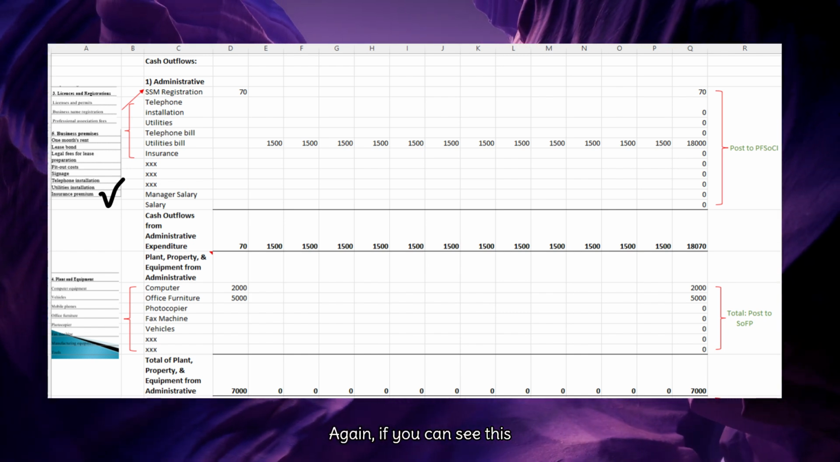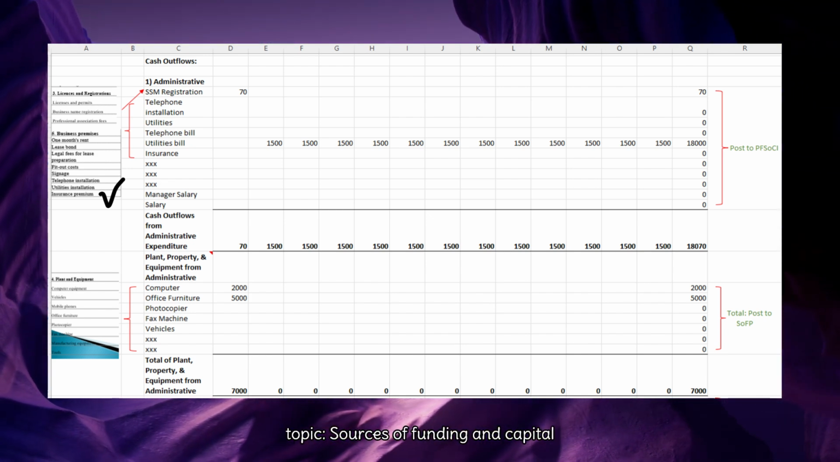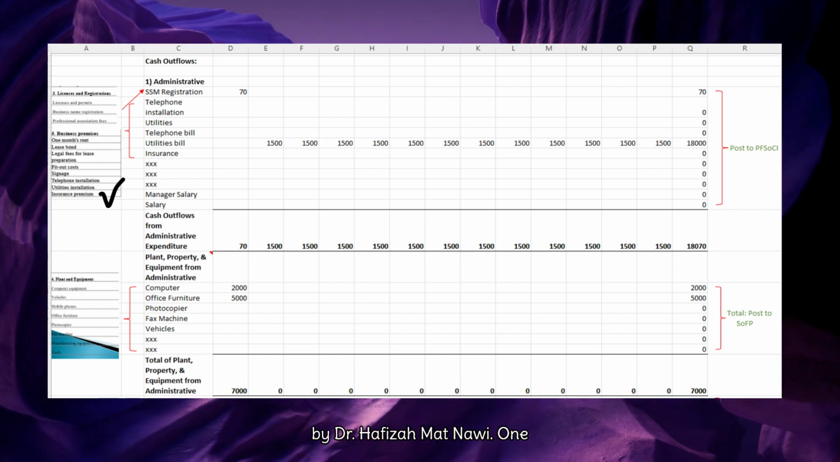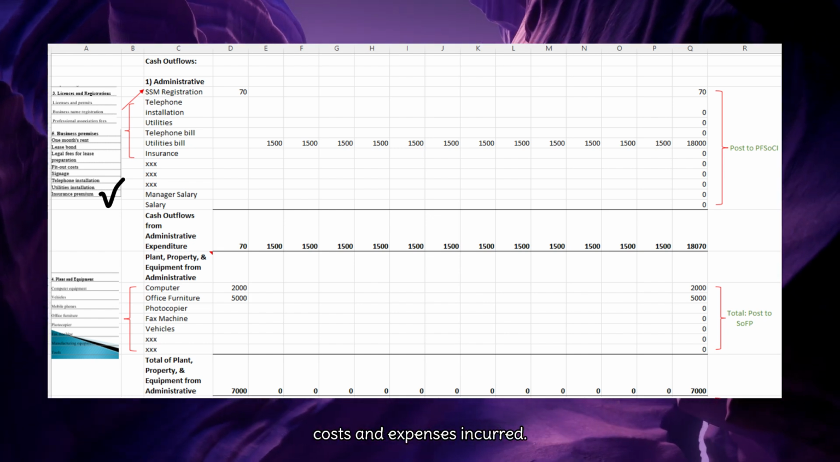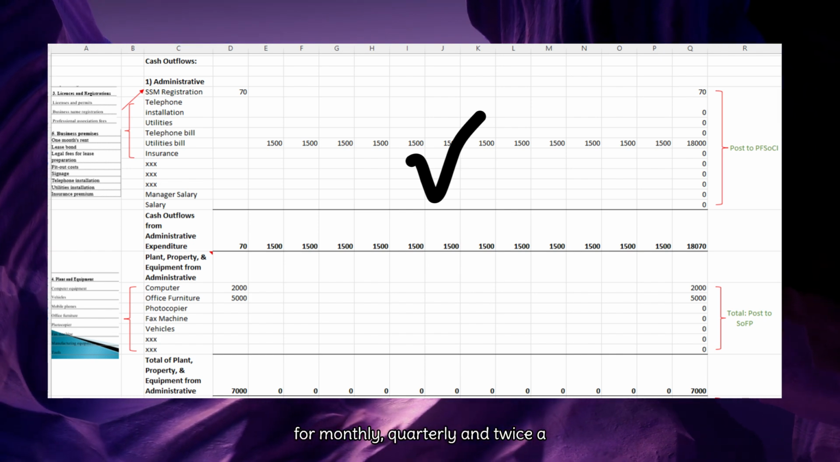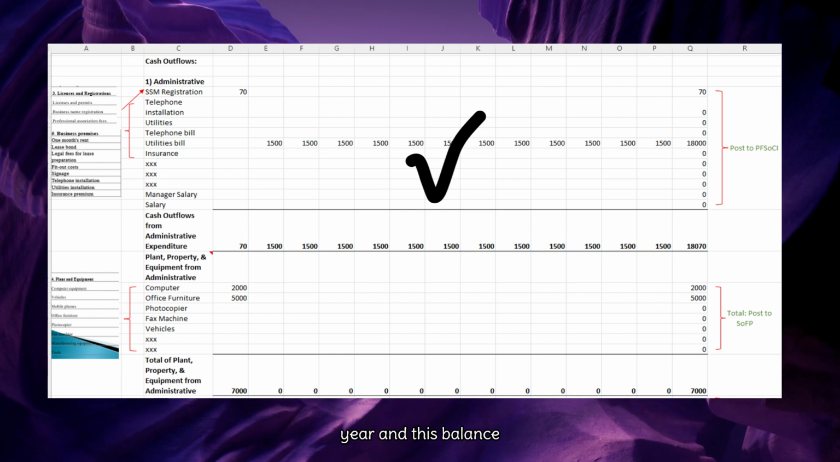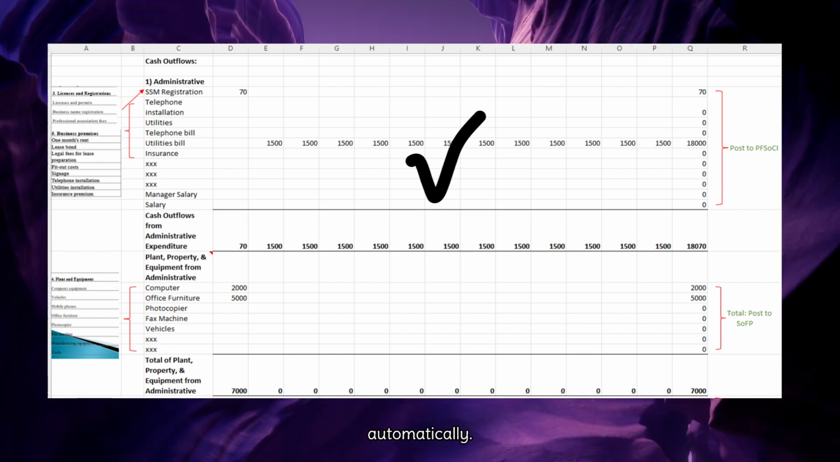Again, if you can see this picture, you may refer to the last topic, Sources of Funding and Capital by Dr. Hafiz Ahmad Nawi. One more, please consider whether the costs and expenses incurred for monthly, quarterly, and twice a year. And this balance will be brought to the statement of comprehensive income automatically.